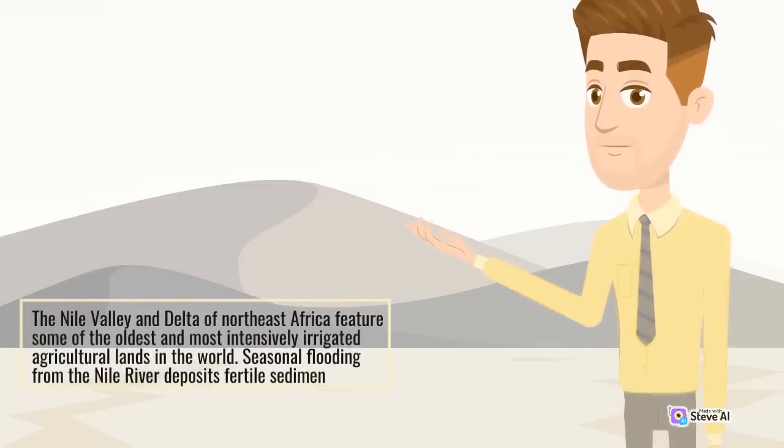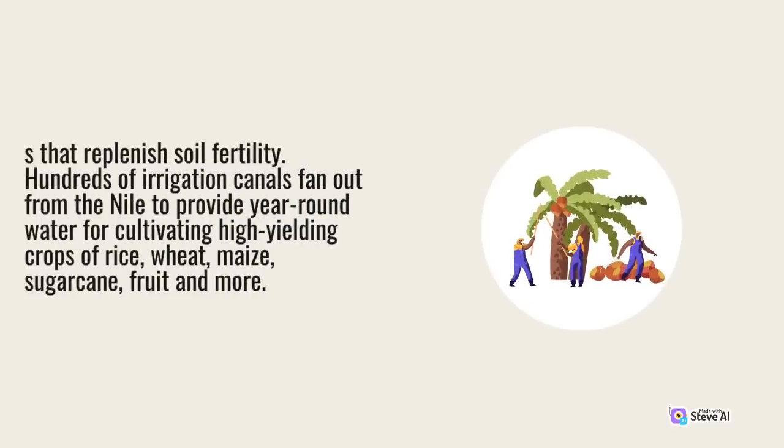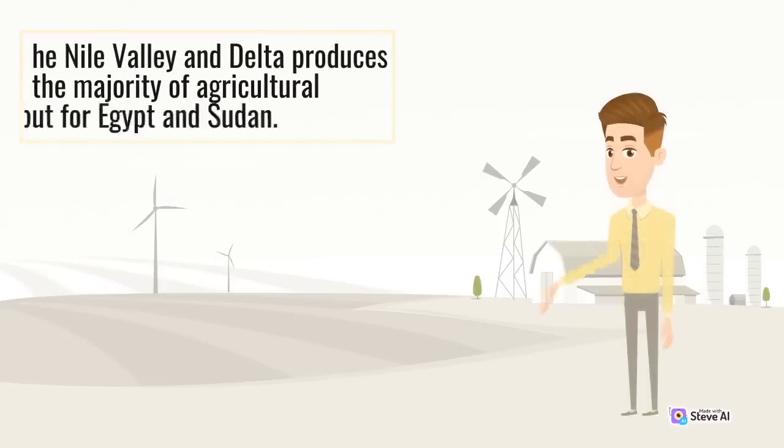The Nile Valley and Delta of Northeast Africa feature some of the oldest and most intensively irrigated agricultural lands in the world. Seasonal flooding from the Nile River deposits fertile sediment that replenishes soil fertility. Hundreds of irrigation canals fan out from the Nile to provide year-round water for cultivating high-yielding crops of rice, wheat, maize, sugarcane, fruit, and more. The Nile Valley and Delta produces the majority of agricultural output for Egypt and Sudan.